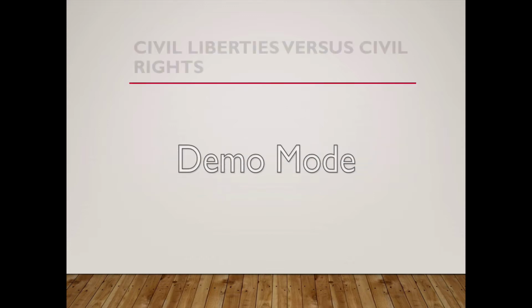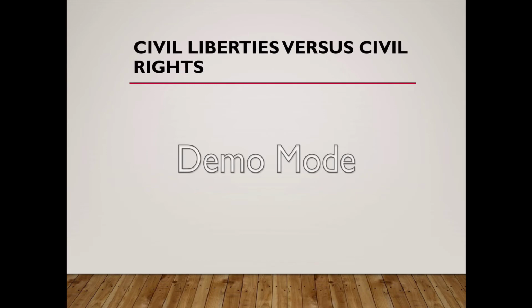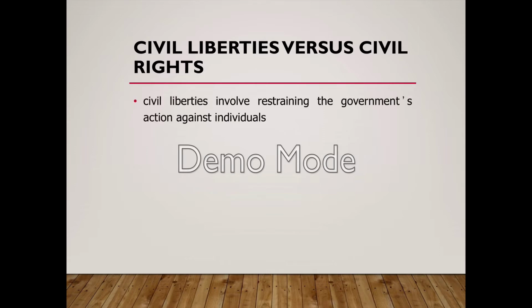So, okay. Now, the thing is that a lot of times we can confuse or at least not quite understand the differences between civil liberties and civil rights. So I wanted to point that out here because we'll talk about civil rights next week. So civil liberties involve restraining the government's actions against individuals. So civil liberties fall into that definition we used earlier in the semester where we called it negative freedom. So it restrains the government's actions to protect individual freedom.